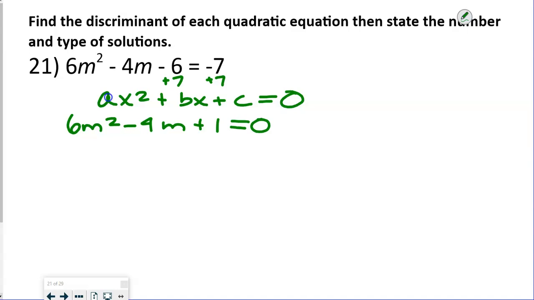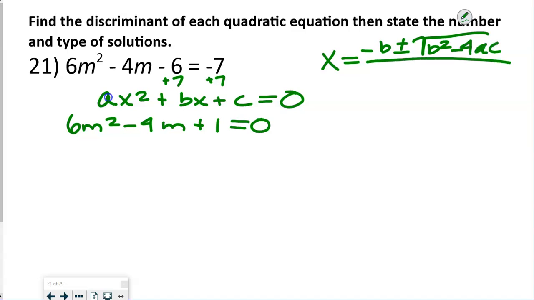So our discriminant is the part in the quadratic formula. Here's the quadratic formula: negative b plus or minus the square root of b squared minus 4ac, all over 2a. The discriminant is this part right here, b squared minus 4ac. So that's what we're going to use to determine what kind of solutions we have. Okay, so we're going to do b squared minus 4ac.